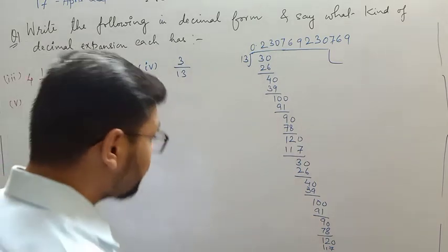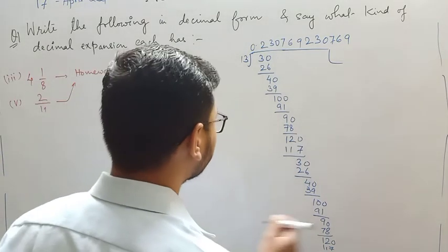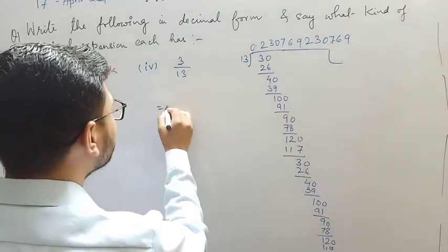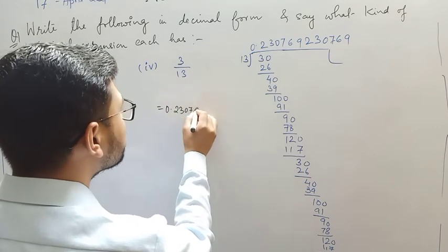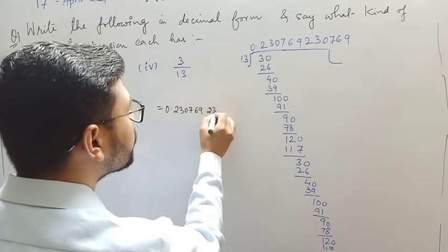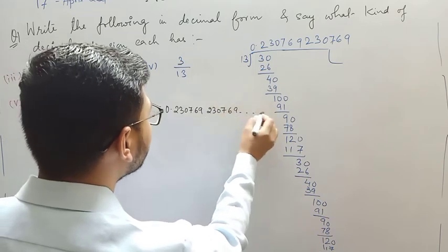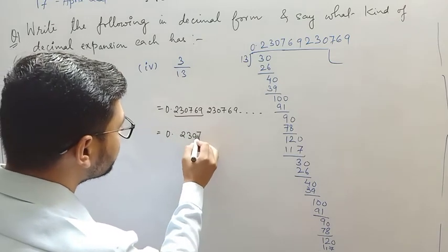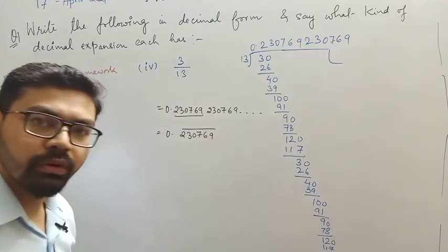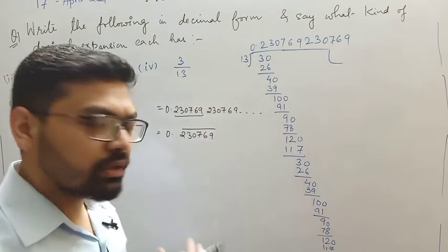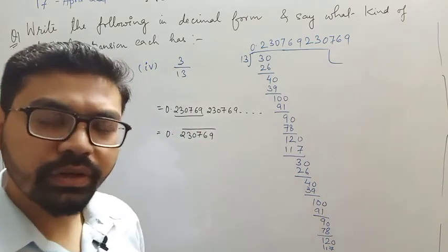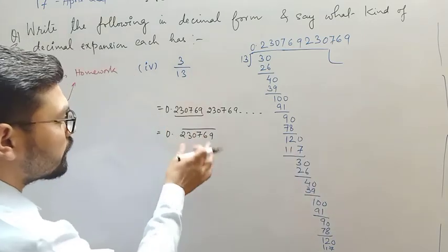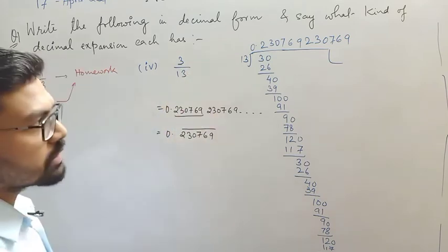So here you can see the repeating unit. I can write 3 upon 13 as 0.230769, 230769. So this is the repeating unit, or I can write 0.230769 with a bar, right? Because this is the repeating unit. This unit will repeat again and again, indefinitely, infinitely. So the decimal expansion of 3 upon 13 is this.